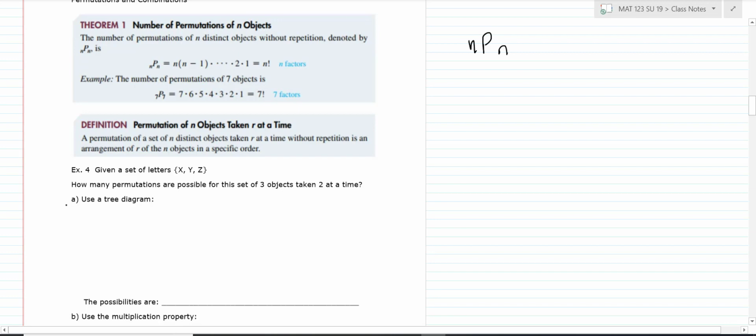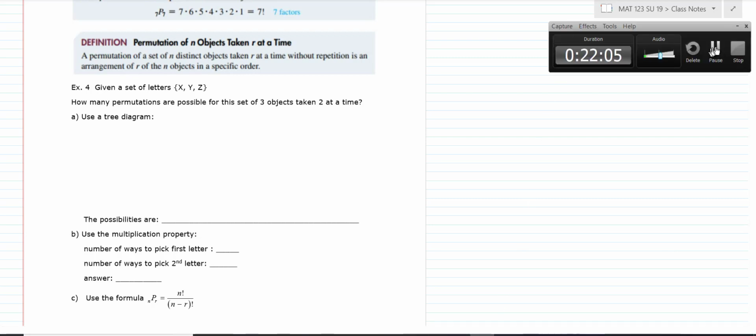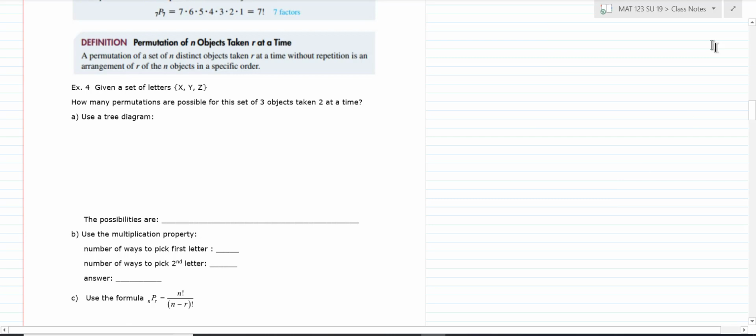All right, then the next thing is we have a permutation of n objects taken r at a time. A little bit different idea, so I'm going to use an example. We're going to work with a tree diagram on this that'll kind of help us get an idea. So we have a set of letters, X, Y, Z. We're going to find how many permutations are possible for this set of 3 objects taken 2 at a time. It's going to go like this.